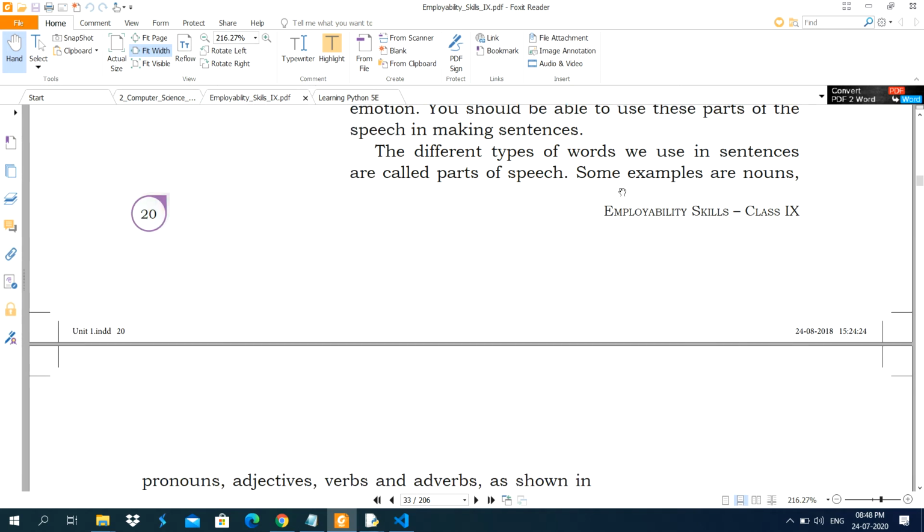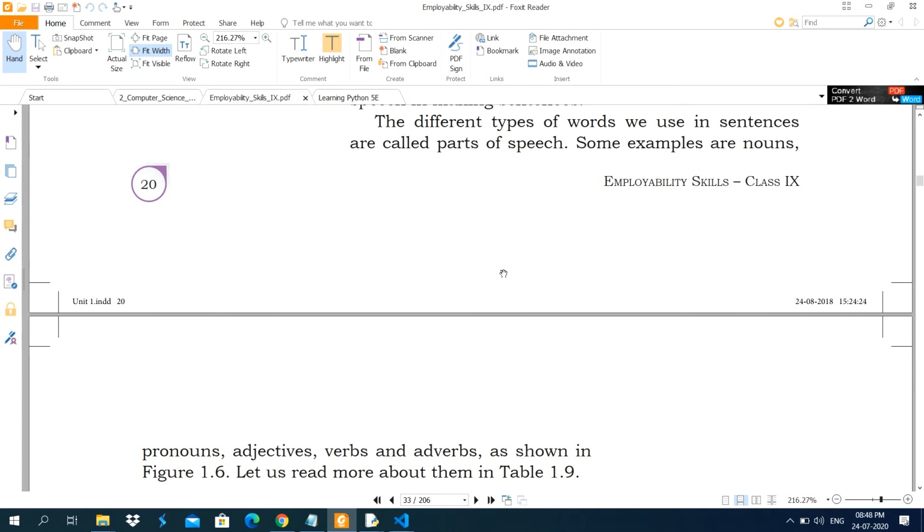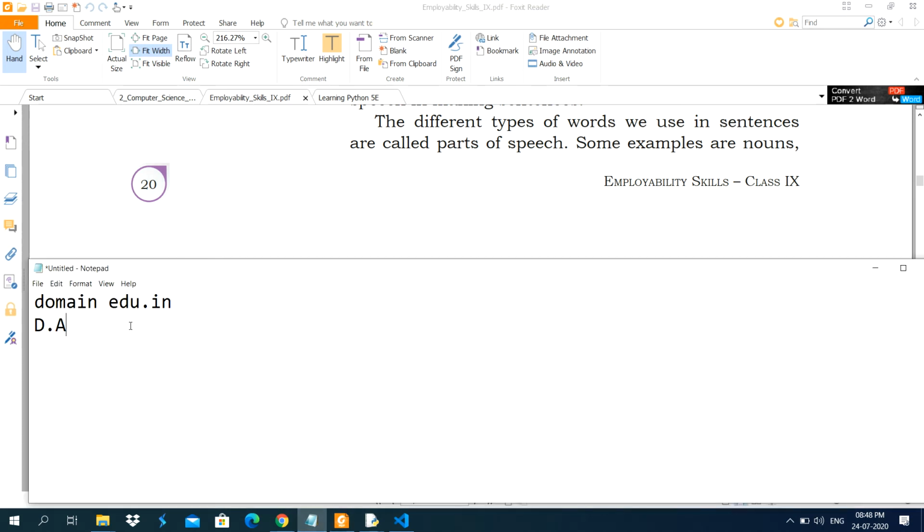The different parts of words or different types of words we use in a sentence are called parts of speech. One example: Ajay goes to school. In this sentence, goes, to, school and Ajay are all parts of speech.